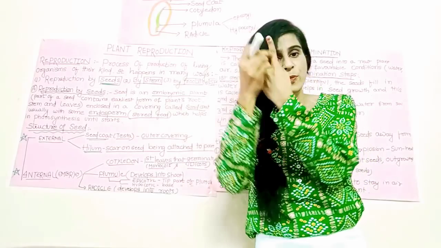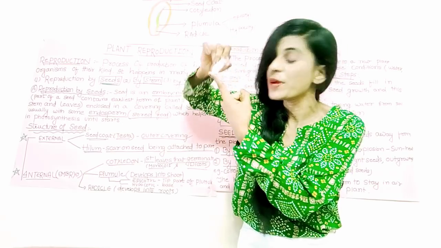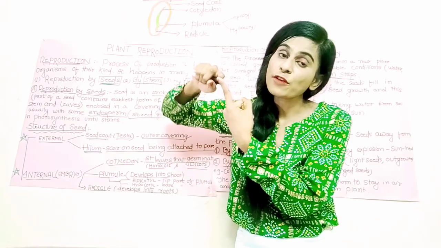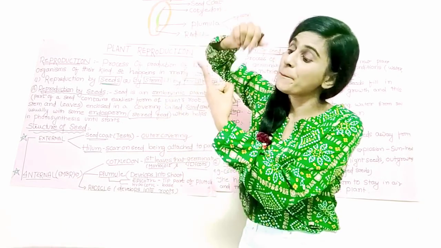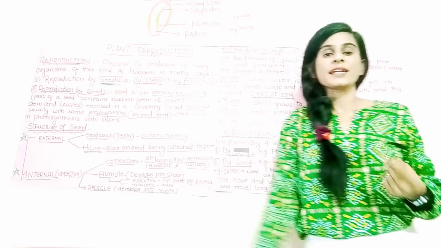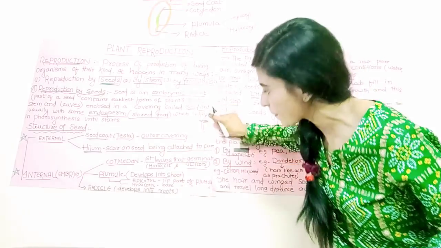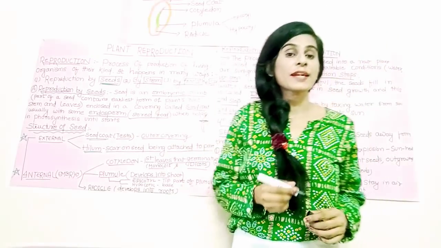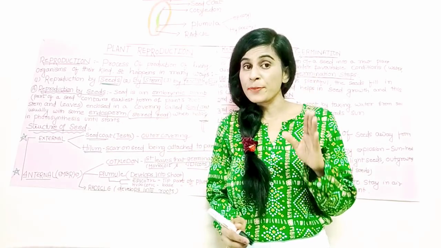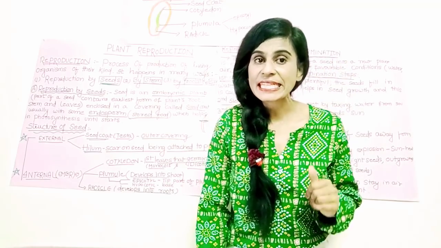Suppose this is your plumule. The tip part of the plumule is called epicotyl and the base of the plumule is called hypocotyl. Understood? The internal structure, the embryo: first one cotyledons, second one plumule, and the third one is radicle.